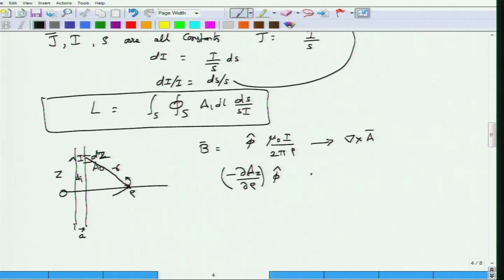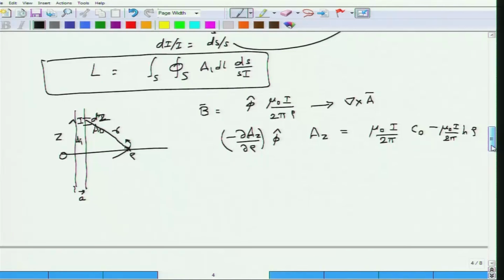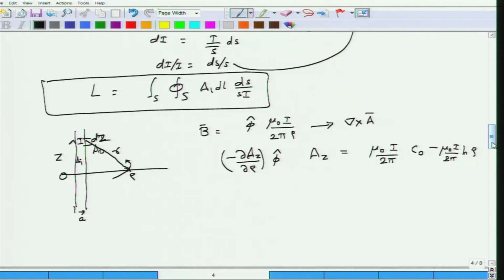So from this you can integrate for z, and you get Az equal to mu 0 I by 2 pi times some constant C0, minus mu 0 I by 2 pi log of rho. Let me not show the derivation over here, because we want to finish the calculation for the inductance, but I will leave this as an exercise and guide you how to do it step by step in the exercise. You can show that the magnetic vector potential outside is given by mu 0 I by 2 pi times some constant C0, minus mu 0 I by 2 pi log of r.